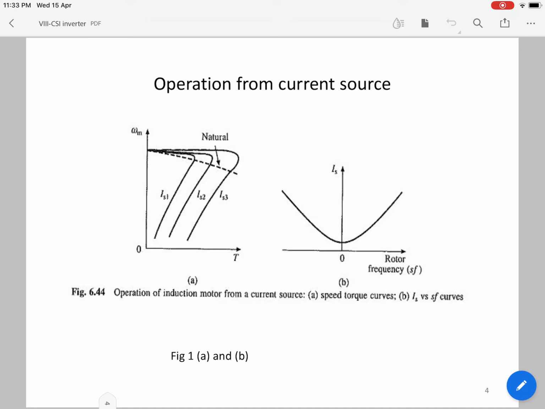Operation of the motor above the natural line takes place for flux which is higher than the rated value. Similarly, operation below the natural characteristics takes place at lower flux value. So the preferred operation should be on the natural characteristics. The relationship between Is and the rotor frequency SF is seen in the next figure, figure B. The drive should be operated such that this relationship is maintained when the frequency control is implemented.